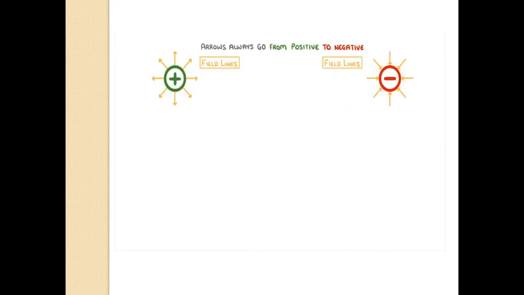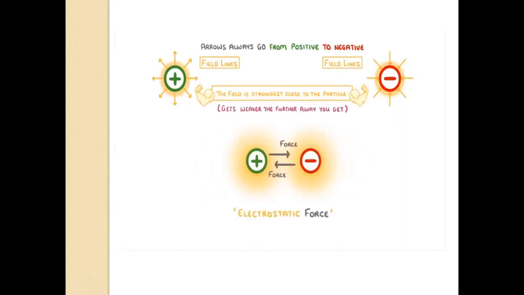Now, the strength of the field is strongest close to the particle, and it gets weaker the further away you get. So as charged particles get closer together, their electric fields will start to interact more and more. If they're oppositely charged, like our particles here are, then there will be an attractive force between them, which we can call an electrostatic force, or in this case, electrostatic attraction.